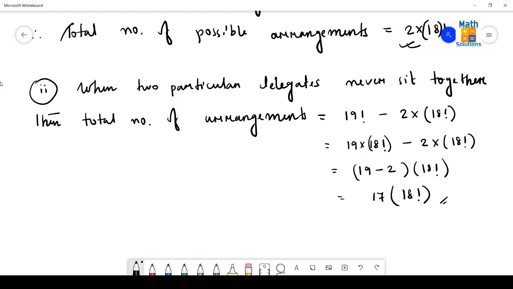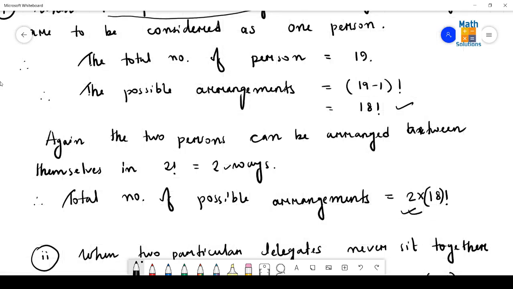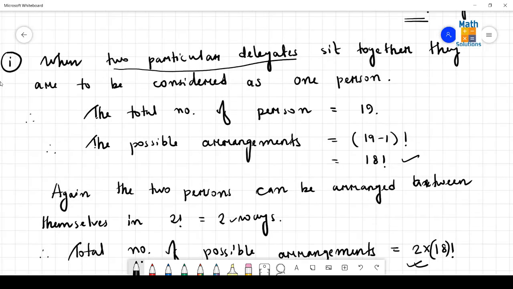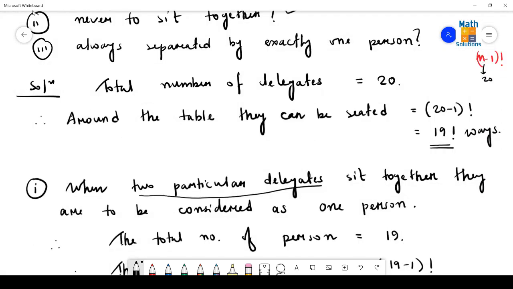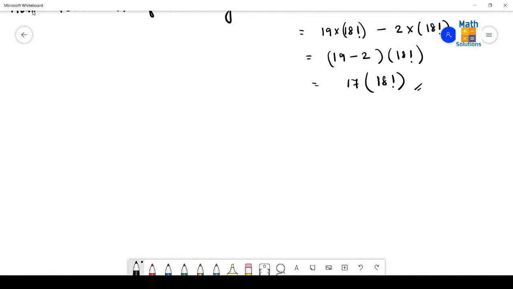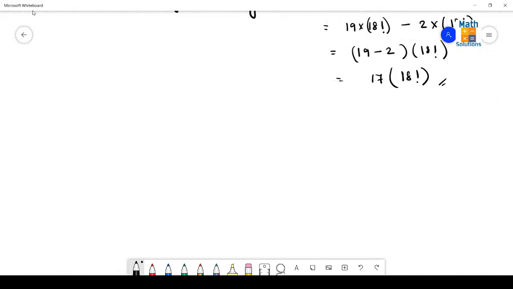Again, coming to the third question, what do we get here? Let us check. The third question says, always separated by exactly 1 person. Means these two particular delegates should always be separated by exactly 1 person. So in this case, what we are going to do, just coming to solution number 3.